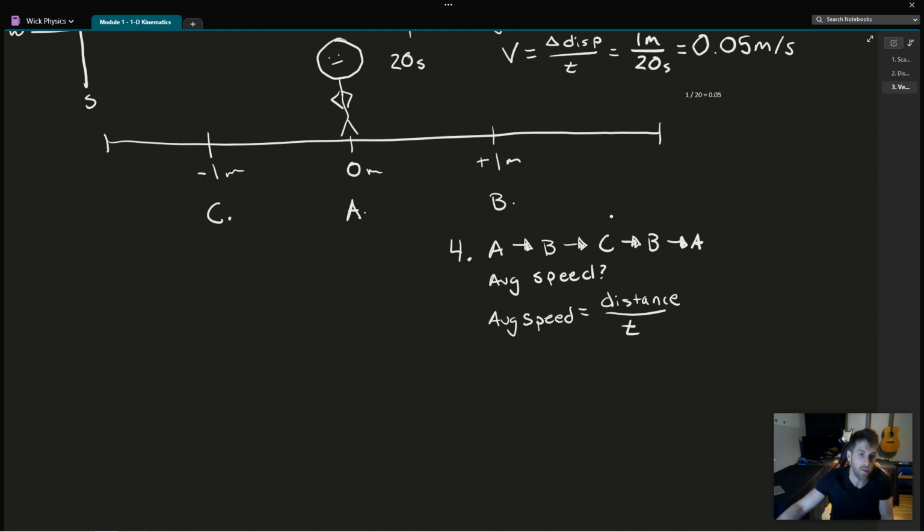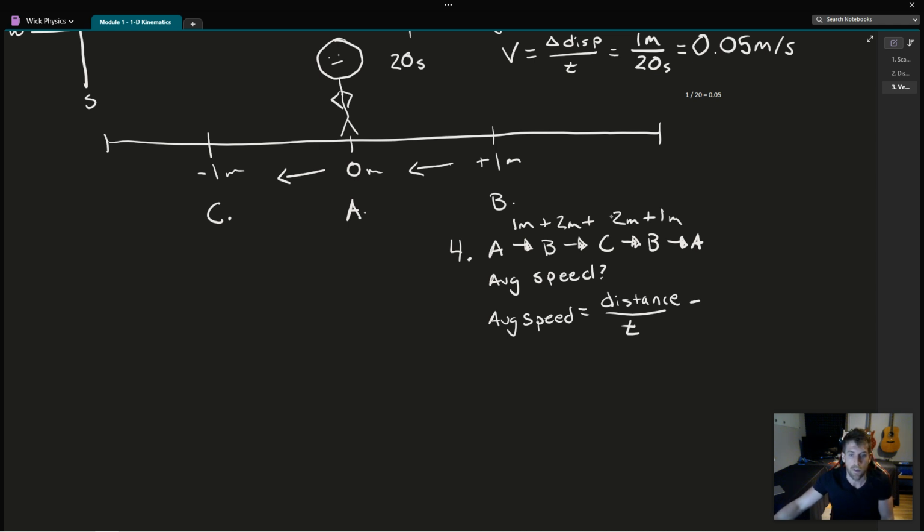So from A to B, that's 1 meter. I'll write it in right above the arrows. From B to C, that's 2 meters, because from 1 to -1, that's 2 steps. So 1 to 0 is 1, 0 to -1 is 2. So that's 2 meters. Okay. C to B, that's 2 meters. And B to A, that's 1 meter. So we add this stuff up. 1 plus 2 is 3, plus 2 is 5, plus 1 is 6. So that's 6 meters is the distance traveled.